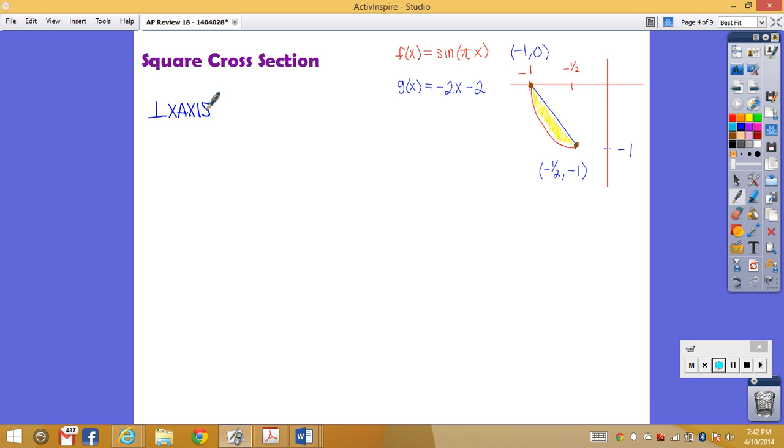So first of all, when you start off, you should have started off with the volume equal to the integral, and this is a dx problem, and the x values are from negative 1 until negative 1 half. Make sure you put the lower limit at the bottom, goes from lower to higher, always for your volumes and areas. And then the area formula that we're going to use is side squared, dx. So you just have to figure out what your side is.